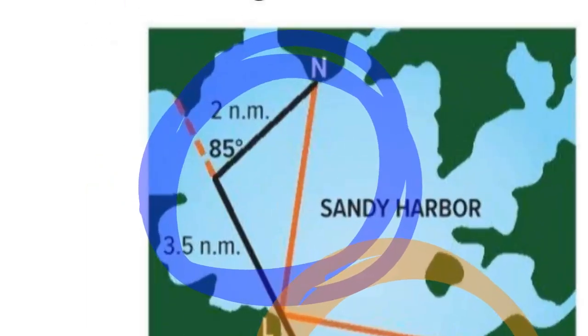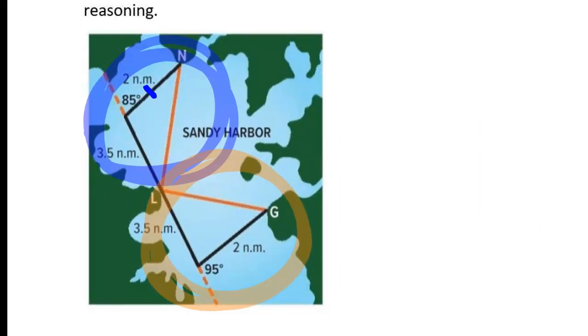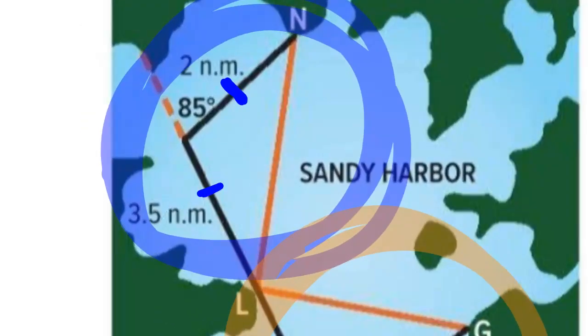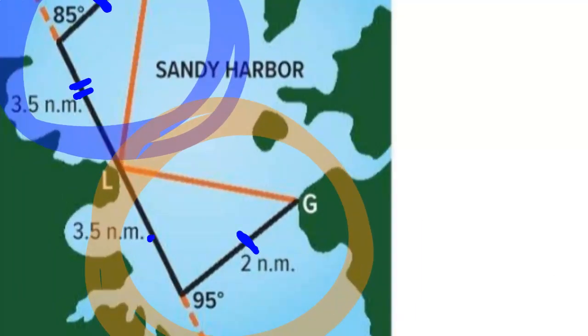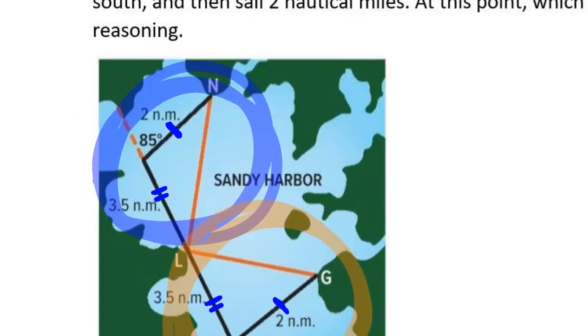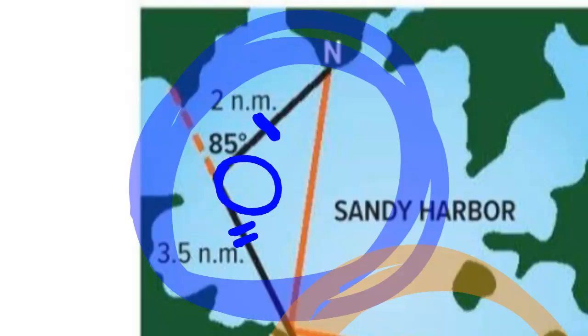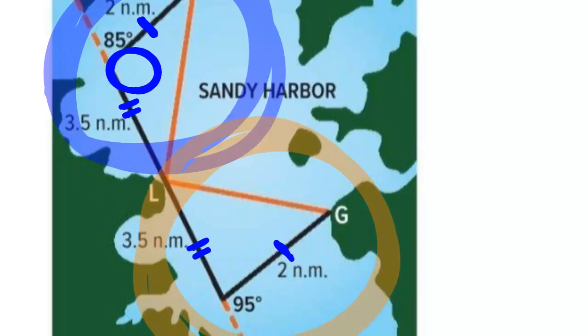So, do I have 2 congruent sides between these 2 triangles? Yes, 2 nautical miles, 2 nautical miles, 3.5 nautical miles, 3.5 nautical miles. I need the angle in between, so I need this angle, and I also need this angle. Those would be my included angles. I don't have any angles inside this triangle, but I do have this angle out here.